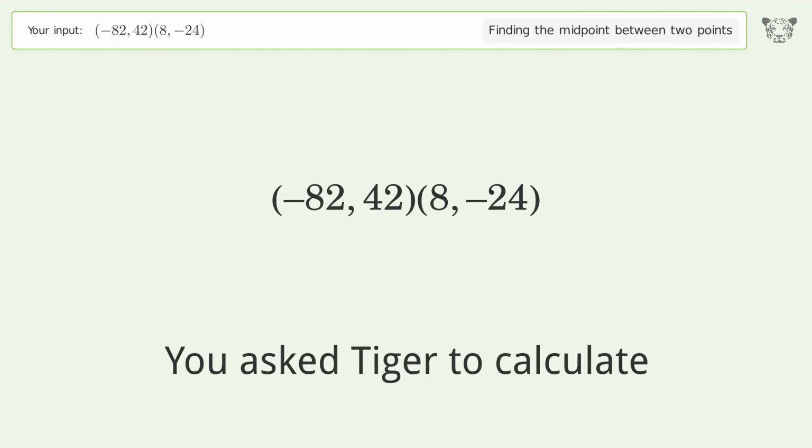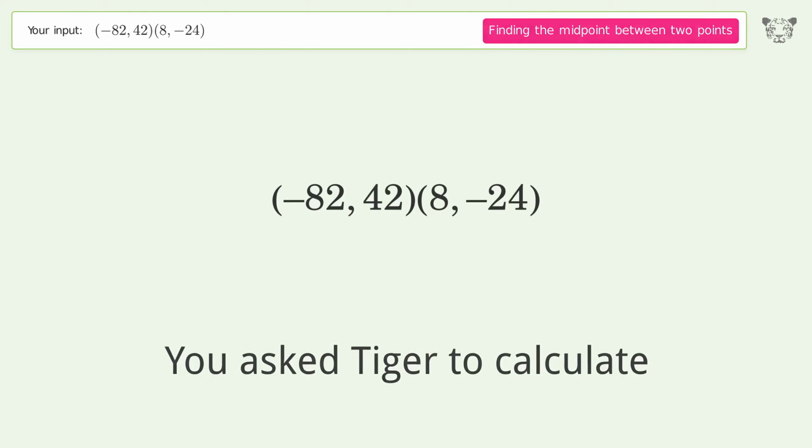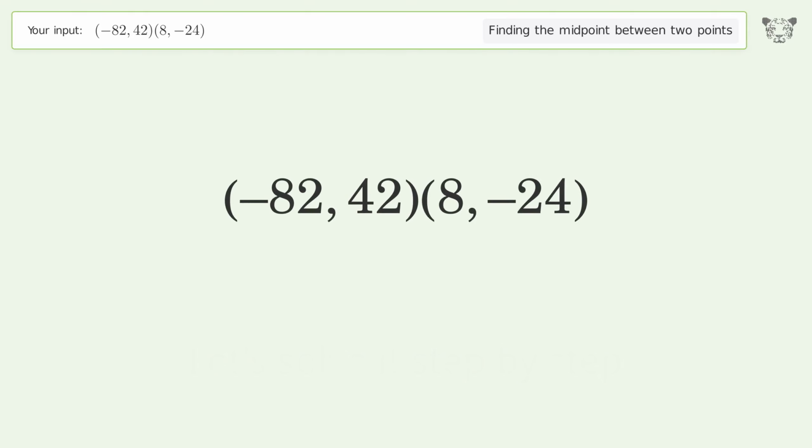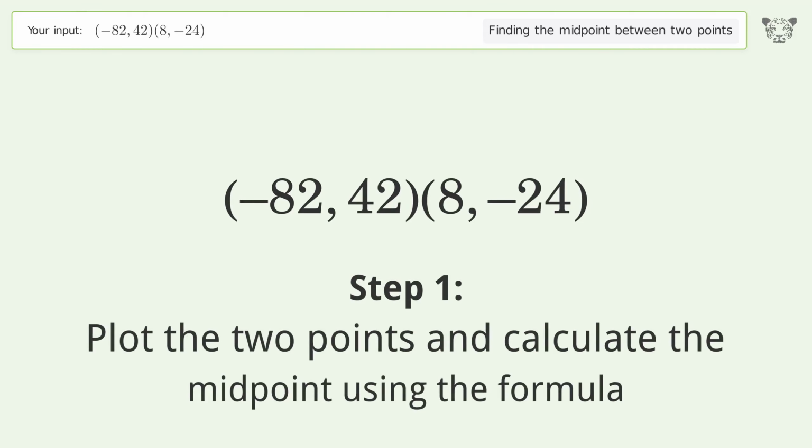You ask Tiger to calculate. This deals with finding the midpoint between 2 points. The midpoint between the 2 points is (-37, 9). Let's solve it step by step. Plot the 2 points and calculate the midpoint using the formula.